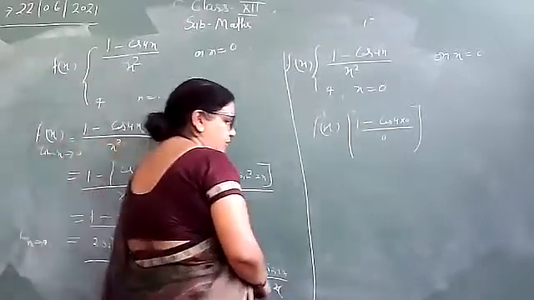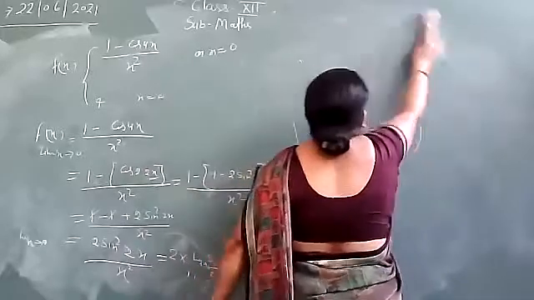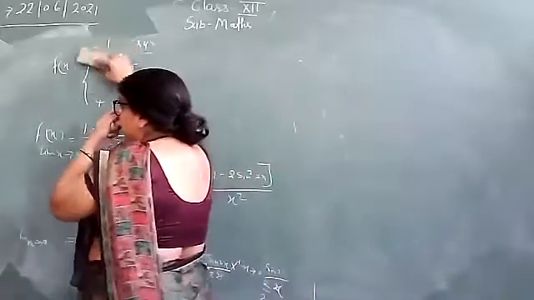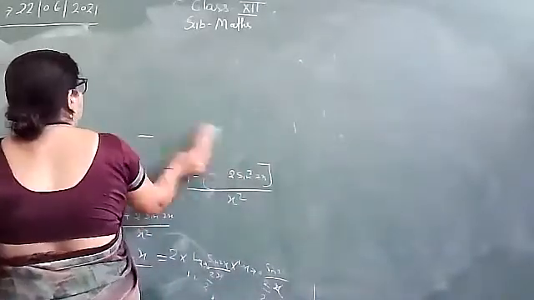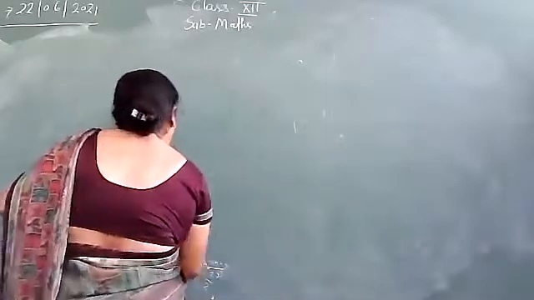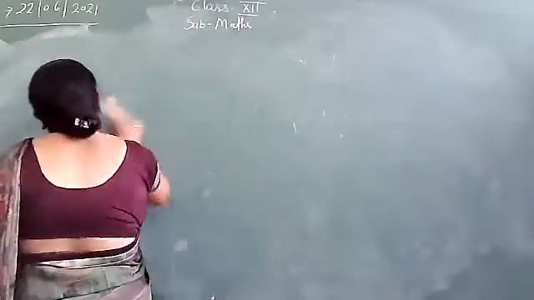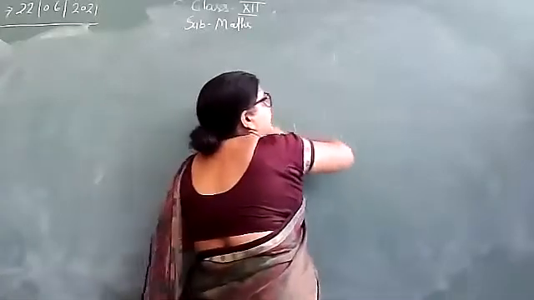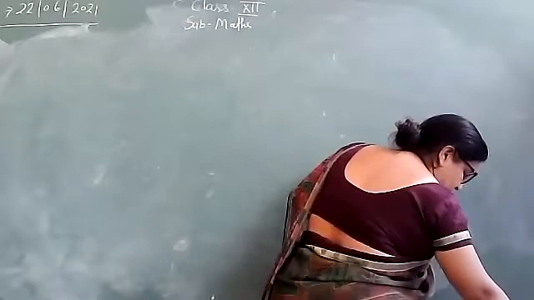I think everyone understood. When we find continuity, that means LHL and RHL are equal. Then we find out f(x). Otherwise, if LHL and f(x) are equal, that means we find out RHL. There are three things that remain: LHL, RHL and f(x). If all three are equal, that means the function is continuous. Otherwise, the function is discontinuous.